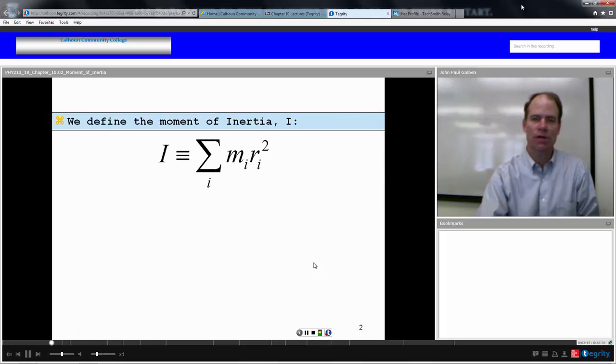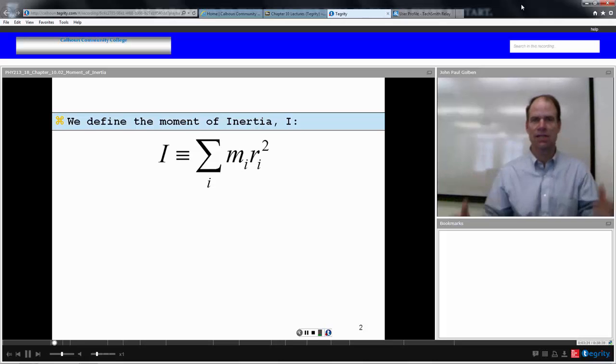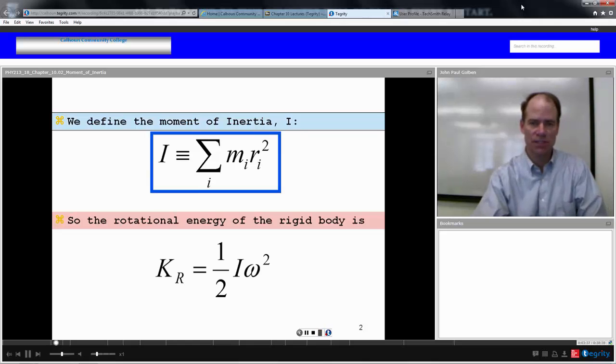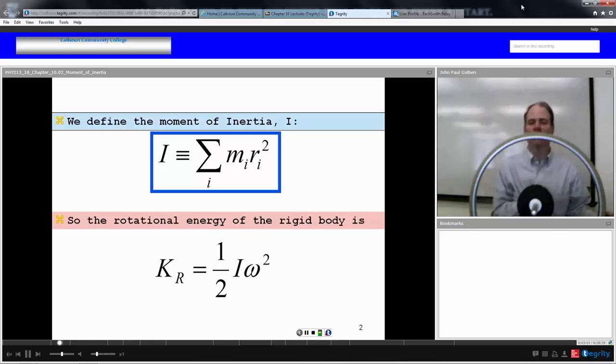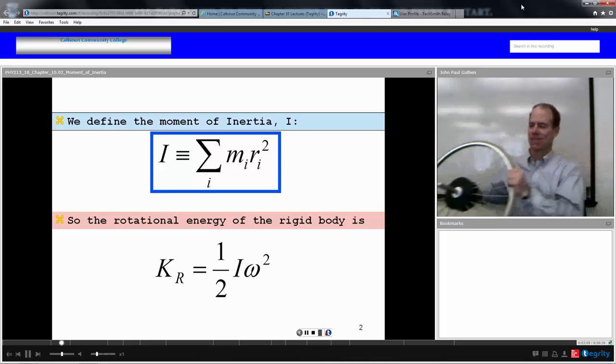Well, we're going to define what we call the moment of inertia as being the summation of every mass multiplied by its distance from the axis of rotation squared, and we sum up all that for one continuous body, we get the moment of inertia. With this definition now, the rotational energy of a rotating body is 1/2 the moment of inertia times the angular velocity squared. So if I could calculate the moment of inertia of this wheel, then my kinetic energy of this rotation is 1/2 I times the angular velocity of the wheel squared. Sounds good.